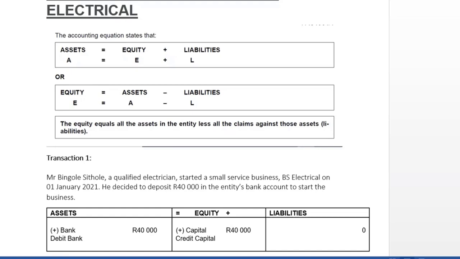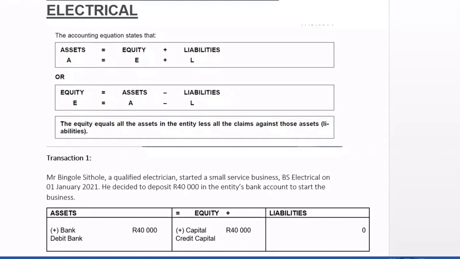They both equal. I need you to understand this equation: assets equals equity plus liabilities. So in this question it is bank plus 40,000 equals capital plus 40,000. That is the accounting equation. Why am I saying plus bank 40,000? Money came into the business's bank account, so the bank account as an asset is increasing. And when an asset increases, what do you do? You debit the bank account or the asset in the general ledger and the trial balance. In this case, the other one is equity. Why is equity increasing?